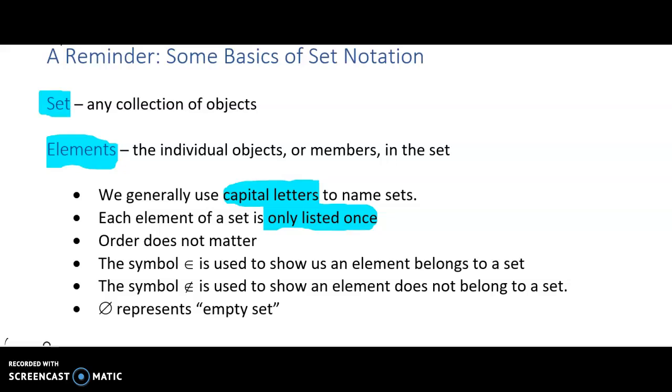There are some symbols that we're going to encounter. The first symbol looks kind of like a curvy E. It's used to tell us that an element belongs to a set. If you see that curvy E with a slash through it, it means does not belong to the set.